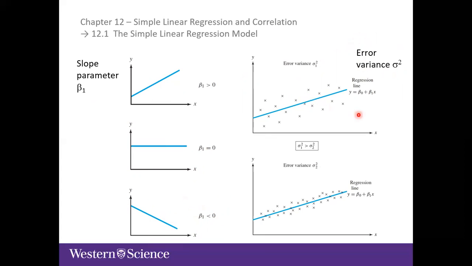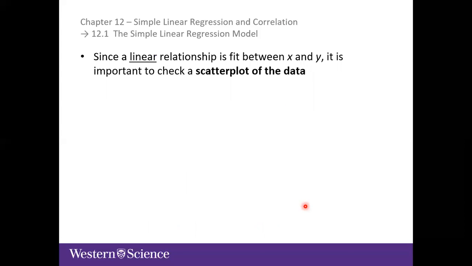Also, the interpretation of the error variance sigma square is that if the data are scattered widely around the regression line, then the error variance tends to be larger. If the data are clustered more closely around this regression line, then the variance is smaller. So that's the interpretation of the error variance.